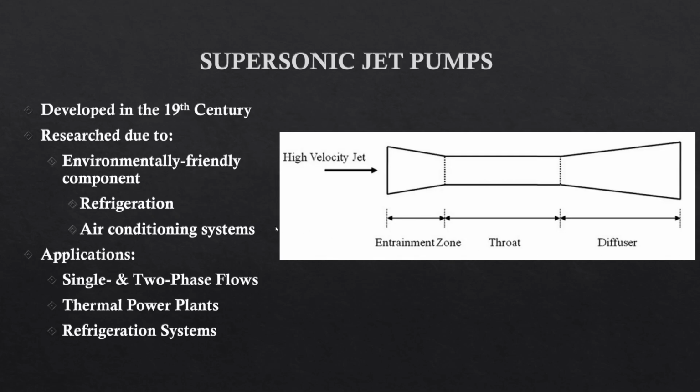Introduction. Supersonic jet pumps were developed in the 19th century, and pictured on the right, this is how they typically look, with the high velocity jet entering the entrainment zone. You have the throat in the middle and the diffuser towards the end. The reason these jet pumps were researched is that they are an environmentally friendly component in areas such as refrigeration and air conditioning systems. Typically these are used in single and two phase flows, thermal power plants, and refrigeration systems.